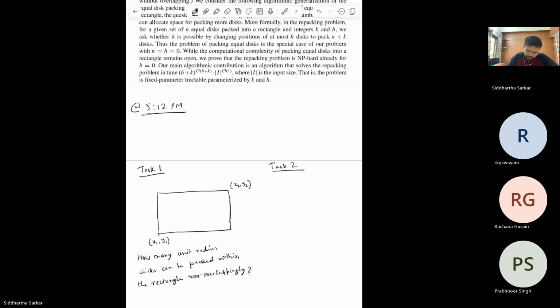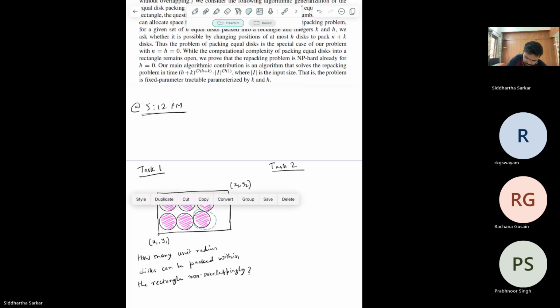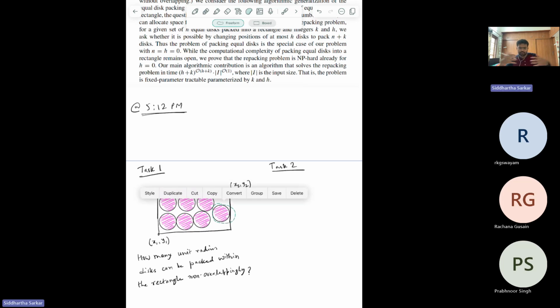For example, suppose, let's say this is a unit radius disk. Disk means the circle along with the interior of the circle. So how many such disks can I place within the rectangle, with the additional constraint that these disks should not have boundary overlap.